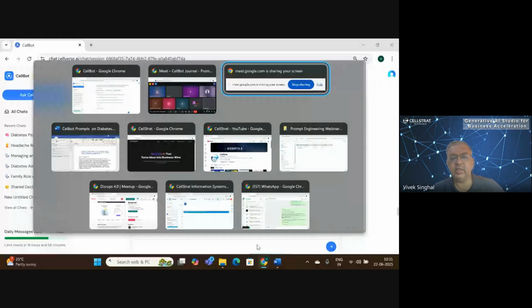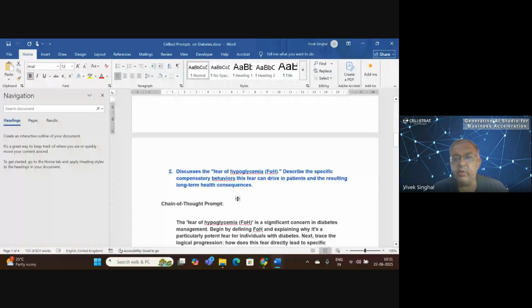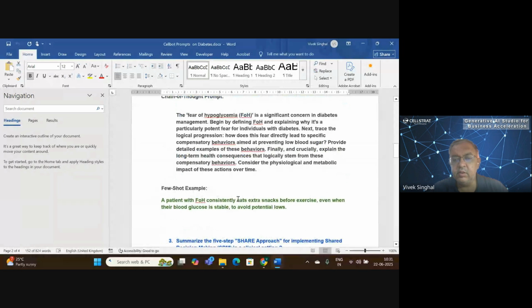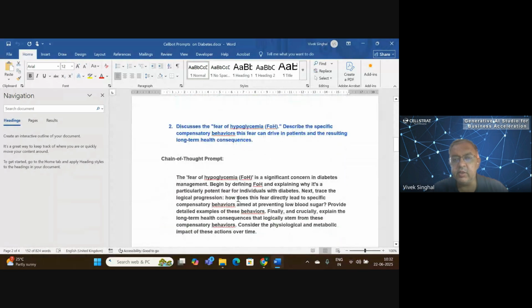Since I am not a domain expert, I had prepared a list of questions. Yeah, let's ask this one. Discuss the fear of hypoglycemia. Describe the specific compensatory behaviors this fear can drive in patients and the resulting long-term health consequences. Fear of hypoglycemia is a significant concern. Next, trace the logic: how does this fear directly drive the behavior, provide a detailed example of the behavior, and explain the long-term health consequences.